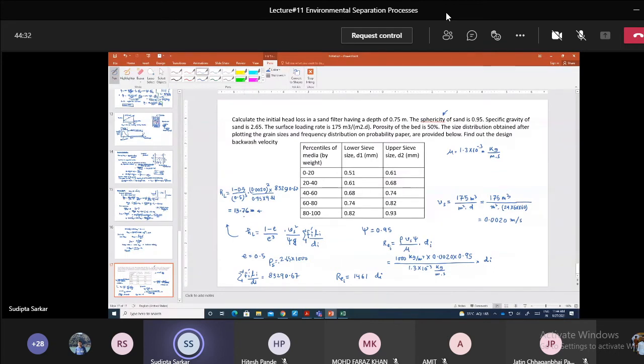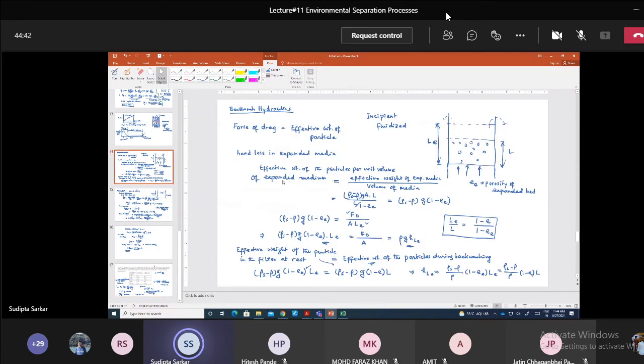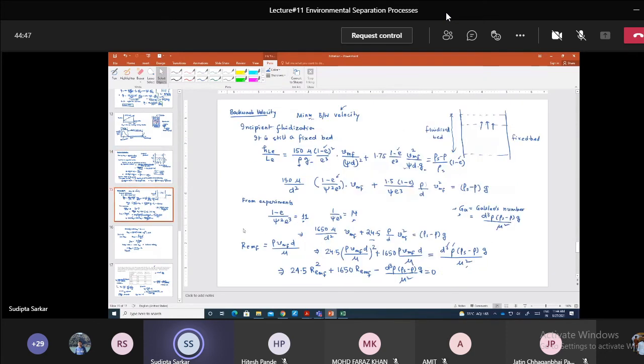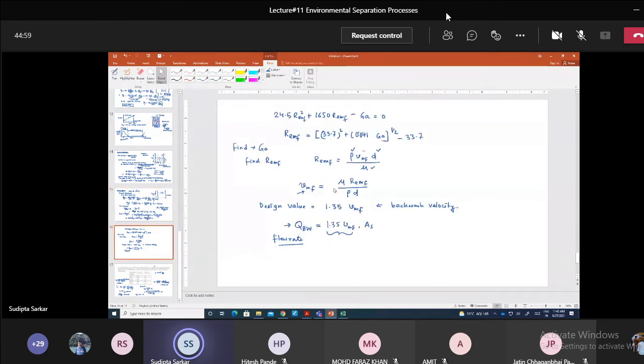Find out the design backwash velocity. So you can see, find out the design backwash velocity. For this, we will resort to the equation that we discussed in the last class, the backwash hydraulics part, where we came up with some equation here, REMF, and we found out that this is one equation. REMF is given by 33.7.